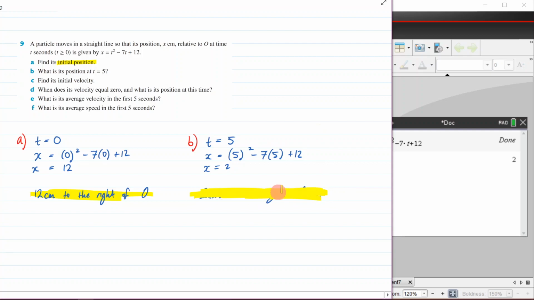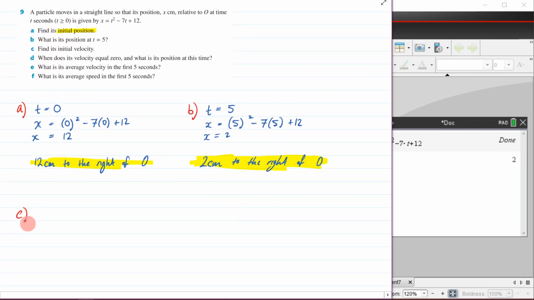Whoa, what's happening there? Give it a second. Wait for it. Bang. Okie dokes. Let's go on to C now. I might even just work down the page like this. C. Find its initial velocity.